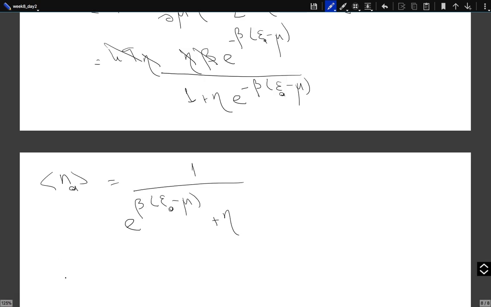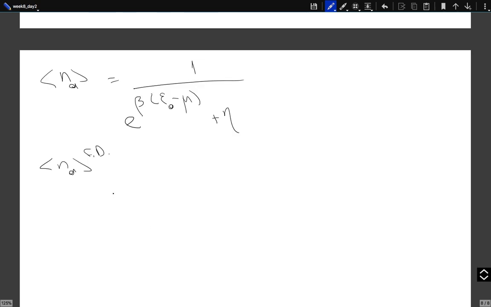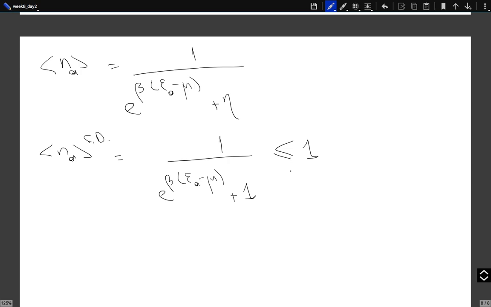So if you just remember what eta was, for Fermi-Dirac, for fermions, eta was 1. This is equal to 1 over e to the power beta (epsilon A minus mu) plus 1. Well, this is always less than or equal to 1. In a certain limit, it will become 1. Well, this is kind of expected because there's either 0 particles or 1 particle. Their average can go from 0 to 1 and cannot go above 1.